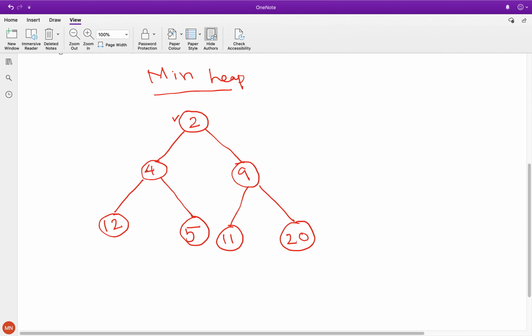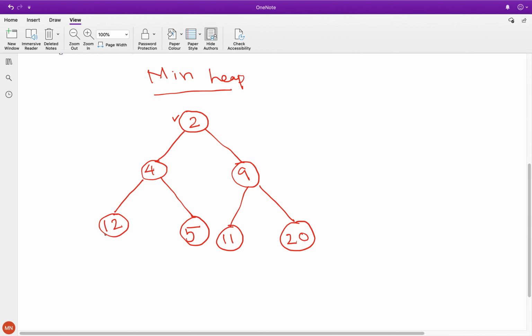Now if you look at this 4, all its children or descendants have values which are greater than 4. And if you look at this number 9, the value 9 is less than the value 11 as well as the number 20.